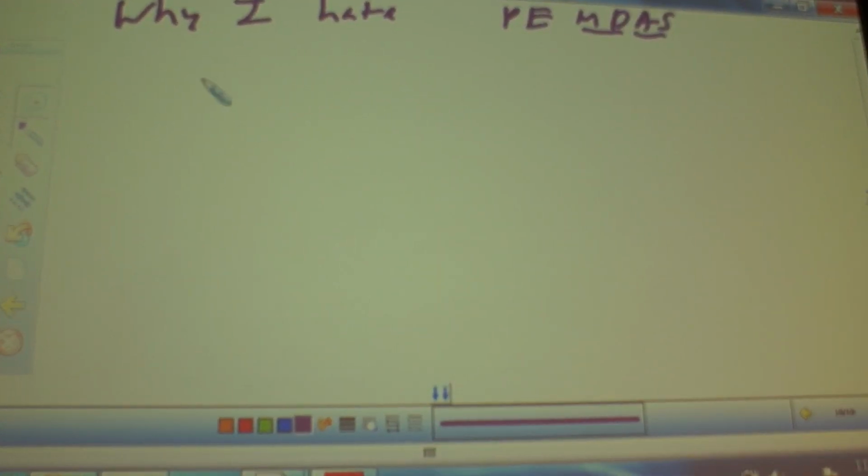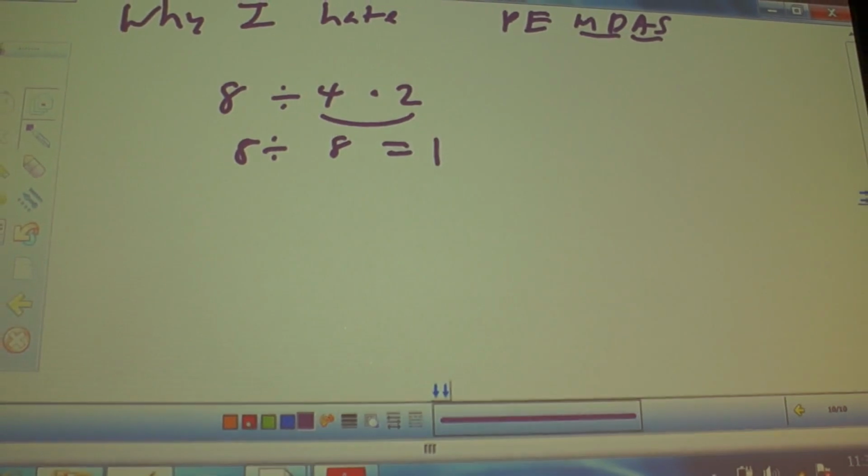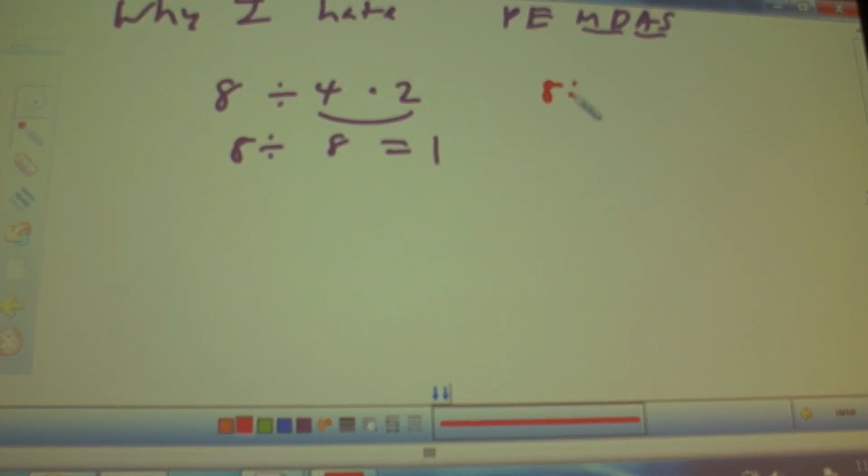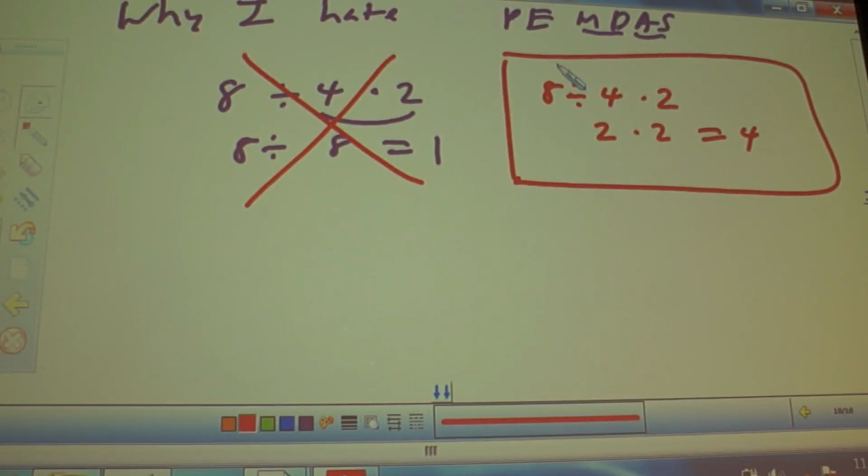So what they'll do is they'll say, oh, 8 divided by 4 times 2. And what they'll do is they'll do this part first. So they'll get 8 divided by 8, which is 1. But really it should be done in order. So it should be 8 divided by 4, which is 2, times 2, which is 4. So this is correct. This is not correct. That's why I hate PEMDAS.